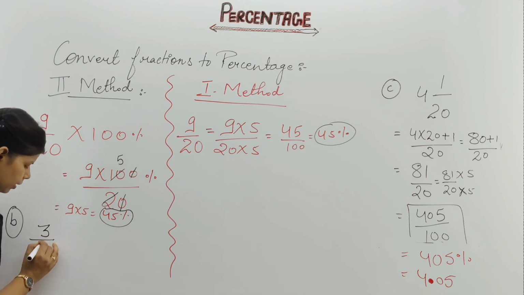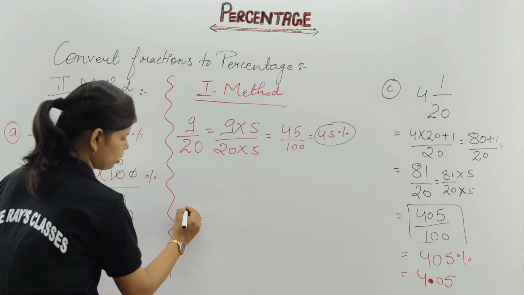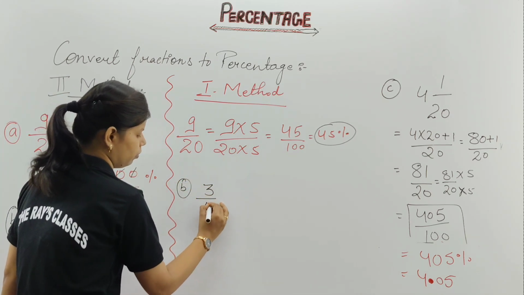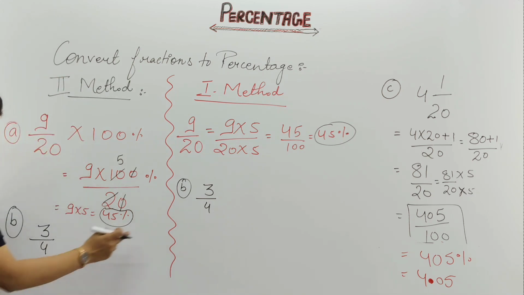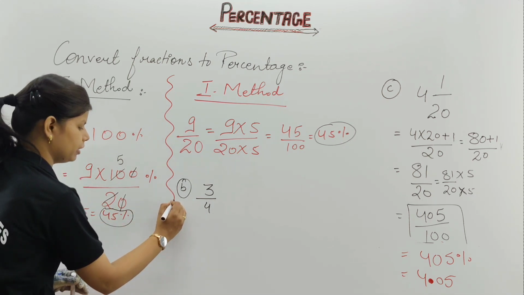Question is given: 3 upon 4. Children, again here 4 is given. This side also I am writing the same question, B part, 3 upon 4. Same question I am taking in parallel to make you understand the concepts clearly. That's all.